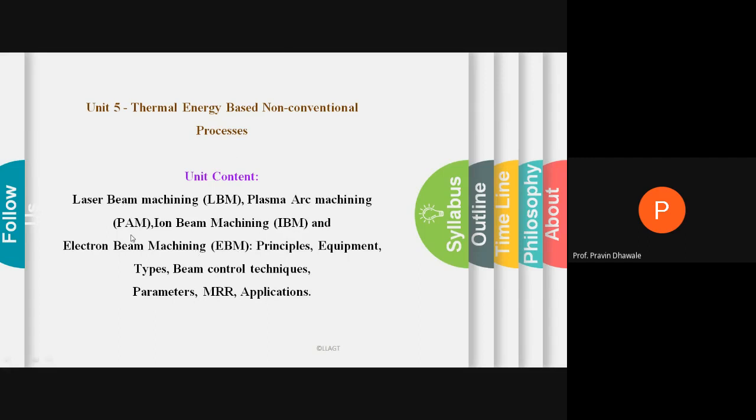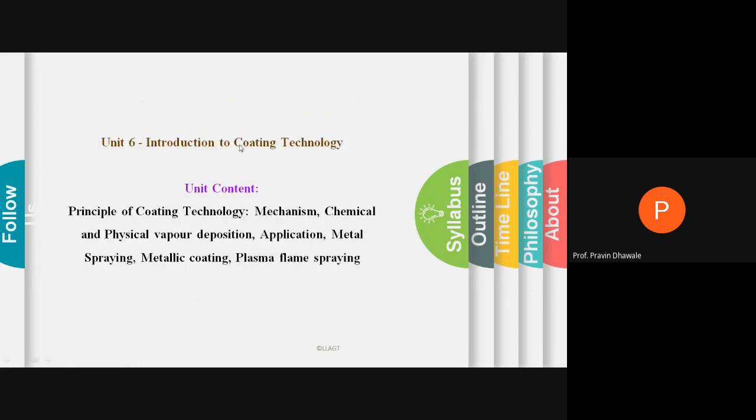While studying all these thermal energy based processes, you go through their working principle, which equipment is used, what the beam control technique is, what the different parameters are, what the material removal rate is, and the applications of these processes. And the sixth unit, the last chapter, is the introduction to coating technology.